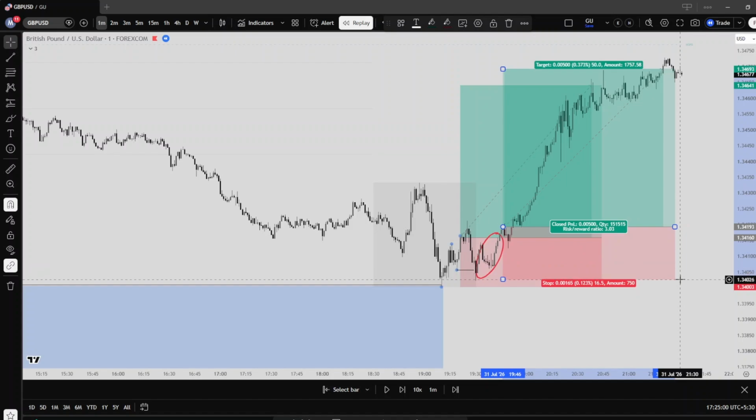And this is the exact process I follow every single day using my daily bias, H1 market structure, M15 POIs and liquidity, and then at last M1 confirmation for my execution.